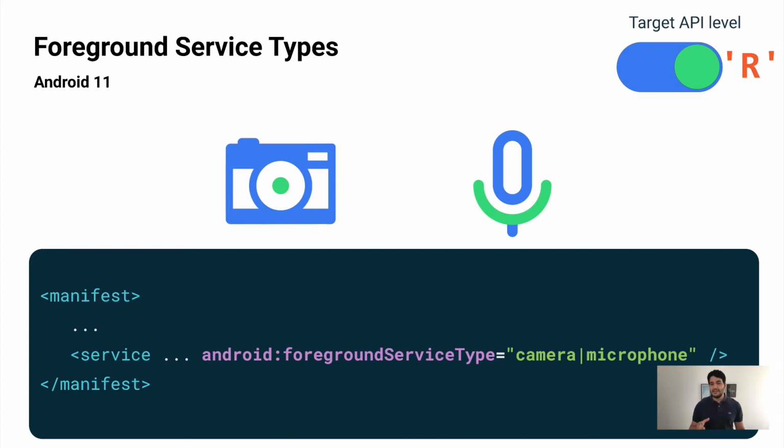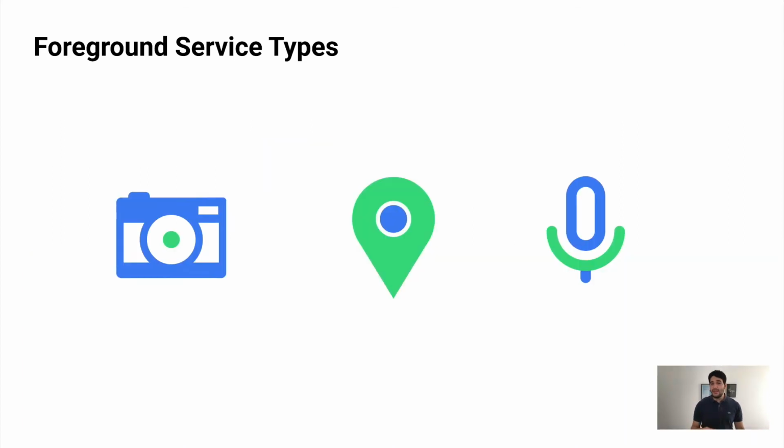The idea here is to make sure that whenever one of your foreground services is accessing these private sensors, you declare precisely what the use case is, to bring more transparency to the user again. So to recap, on Android 11, if you need to use a foreground service to access any of this data, you must declare the corresponding foreground service types in the manifest.